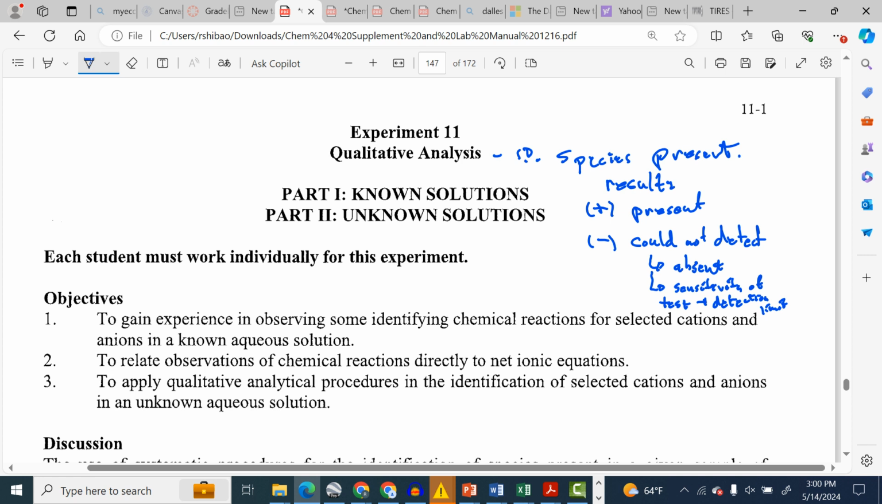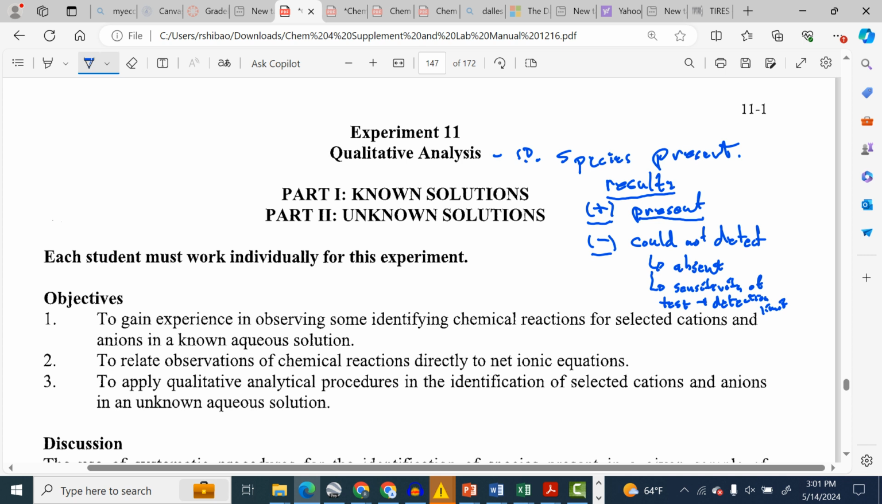And the results of qualitative analysis is either a positive test or a negative test. A positive test means it is present. A negative test does not mean it's absent. A negative test just means could not detect. Could not detect means it may be absent, or could not detect means that the test wasn't sensitive enough. That is, it wasn't sensitive enough to detect it due to a relatively high detection limit.